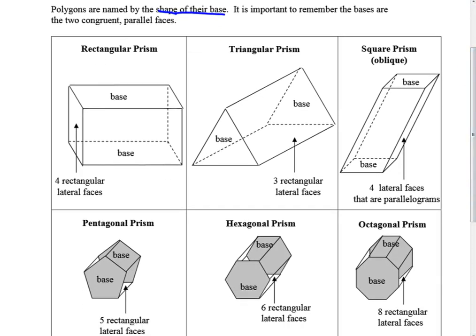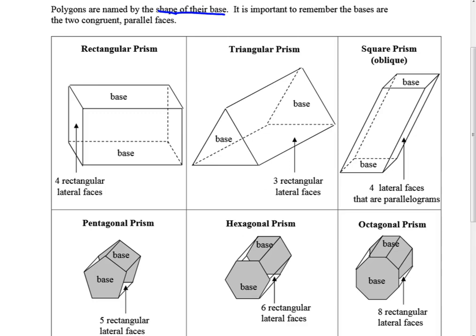So you see here we have a rectangular prism. The base would be where we see the base here, and then the faces are the other sides. A triangular prism has a triangular base, and then it has three rectangular lateral faces.